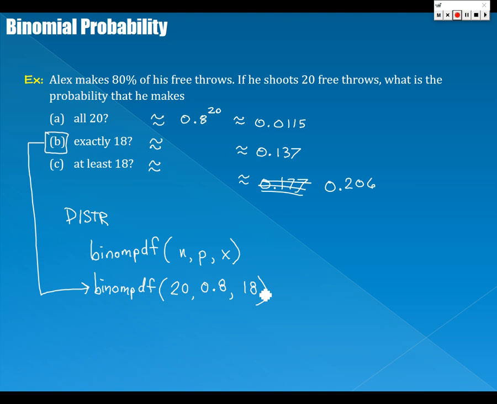Wait, Mr. Chase, if you don't put in an x value, will this do anything? No, it will require that you have all three of these things. If you want to do all 20, just put 20, 0.8, and 20, right? How would you calculate A? Oh, you can put 20 in here, sure. I think that's certainly overkill.